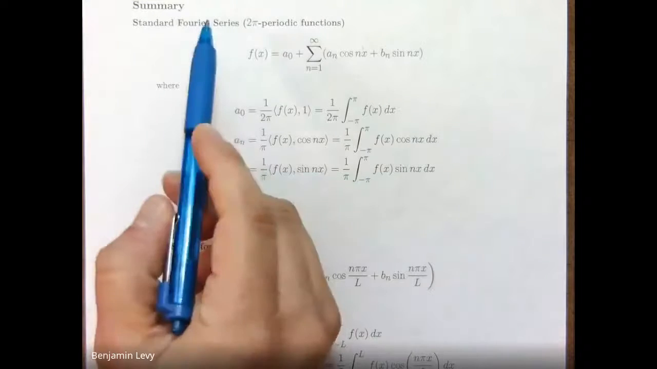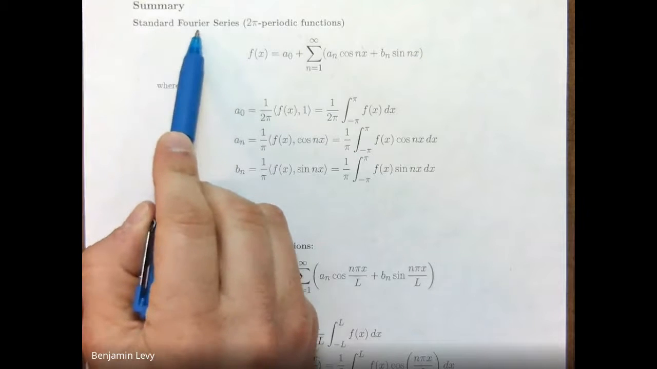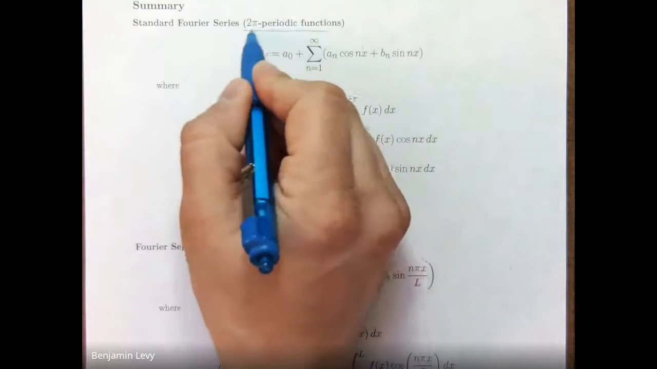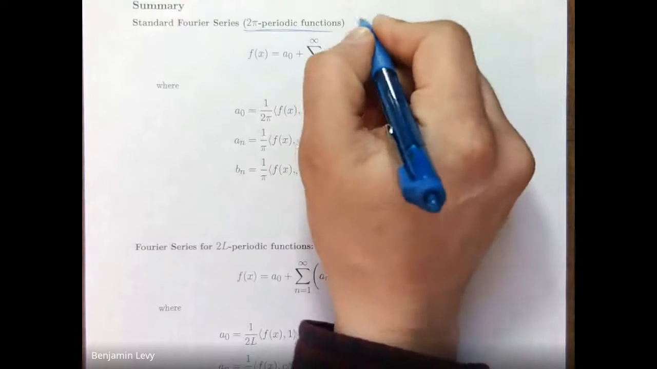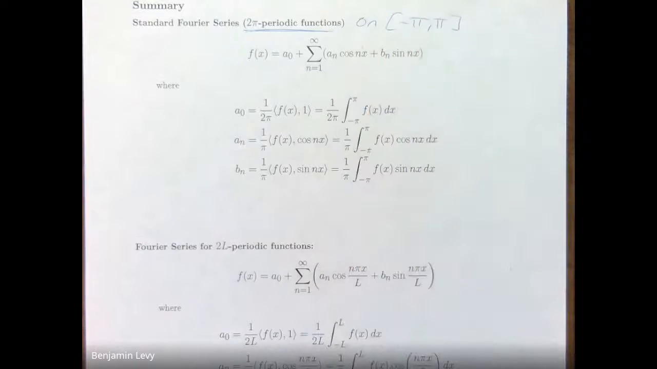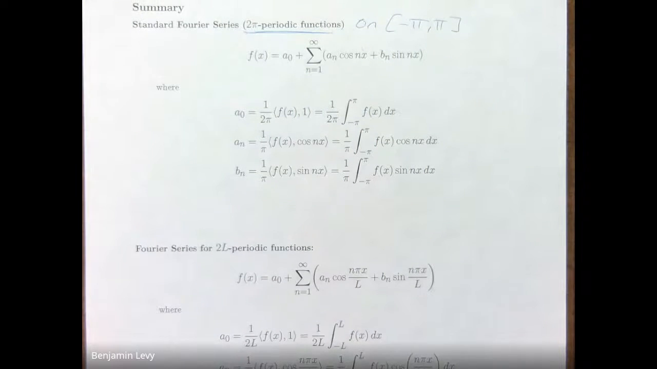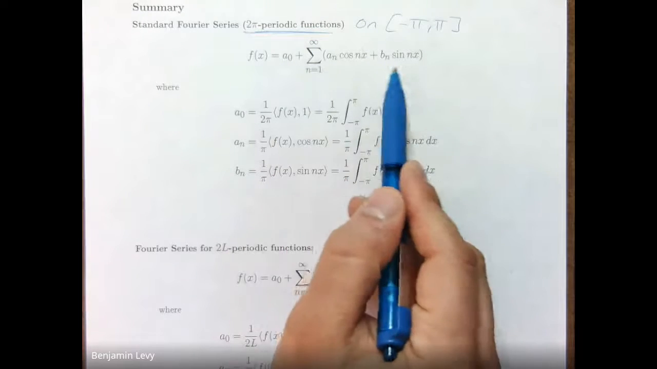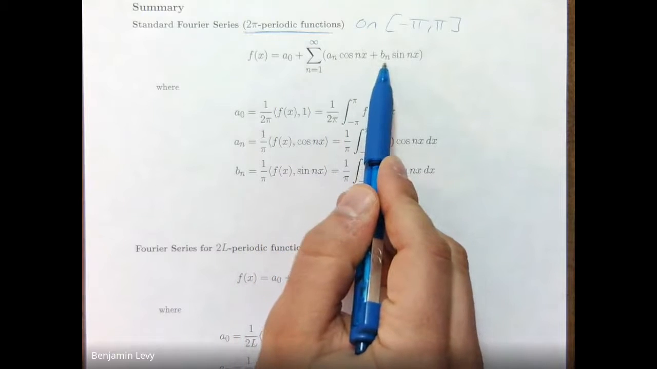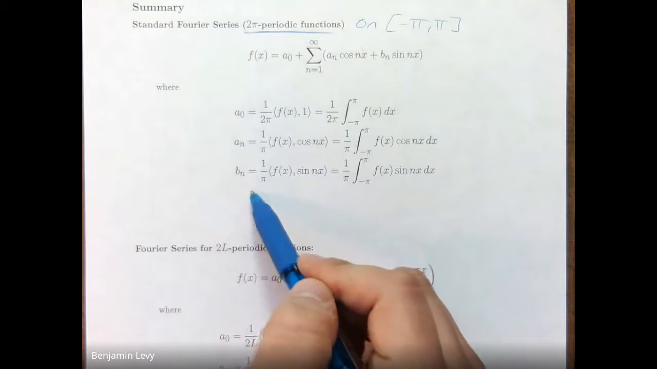The first thing we learned was the standard Fourier series, and that was specifically for a 2π periodic function. What that means specifically is we looked at things from -π to π. That's how we derived the formula in the first place. And that particular formulation had this function, right? And we talked about how to calculate the A's and the B's using these formulas.